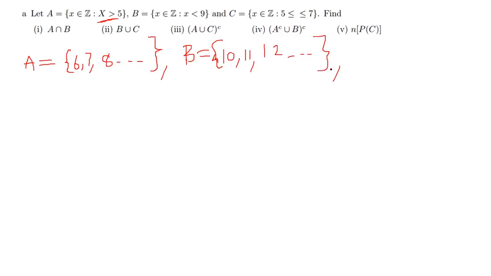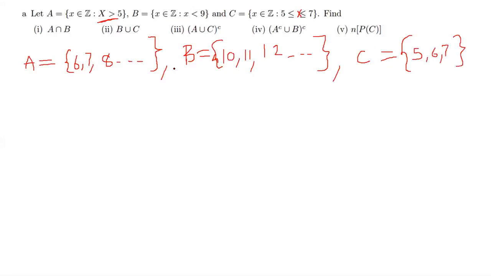Then let us now also write our C. Our C is just equal to, they're saying these are integers X between 5 and 7, including 5 and 7. So meaning we start with 5, we go to 6, and we have 7.